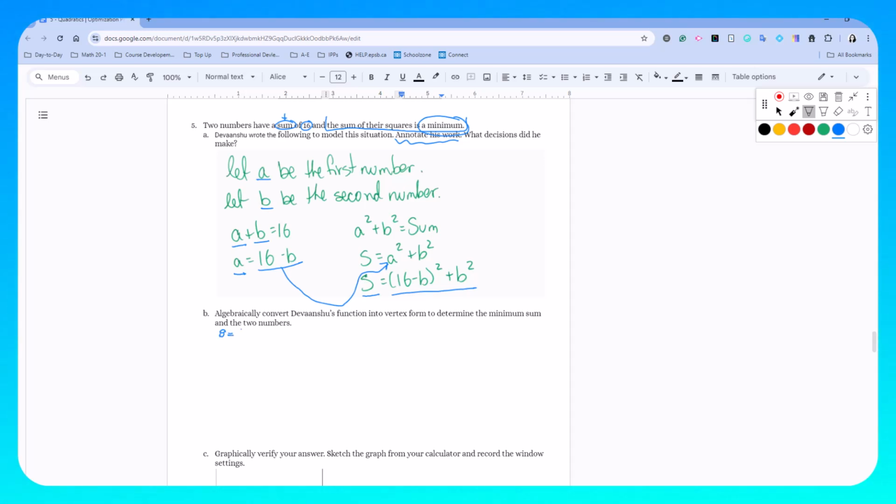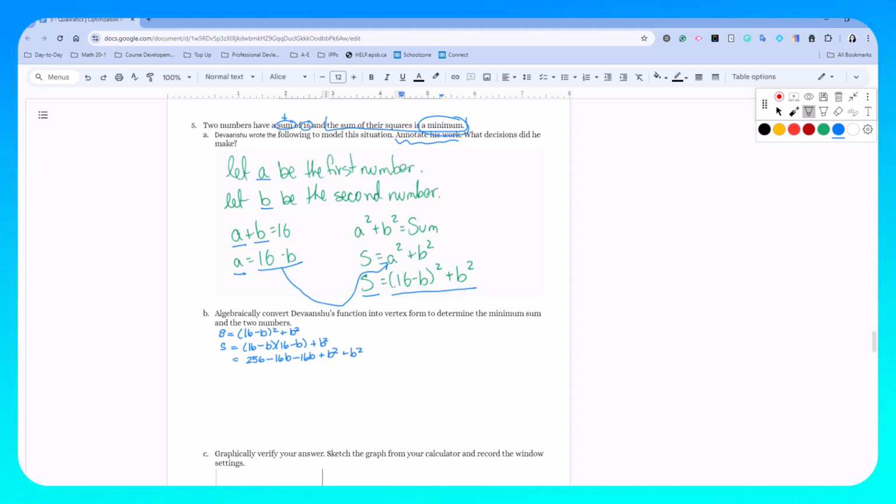Well, let's start with what he has here. Well, first of all, let's expand this. So we got that thing squared right there. We're going to hold on to that b squared there. Now, when we expand this out, 16 times 16, that's 256, minus 16b minus 16b, a little foiling going on here. And notice what happens to the sign of negative b times negative b.